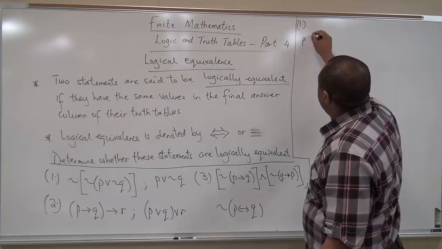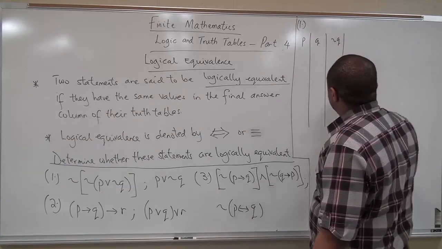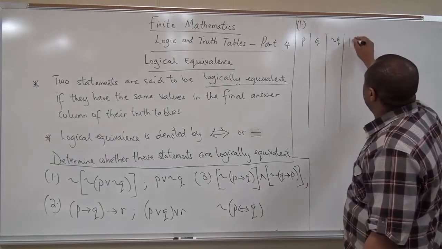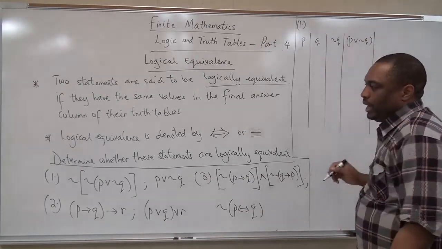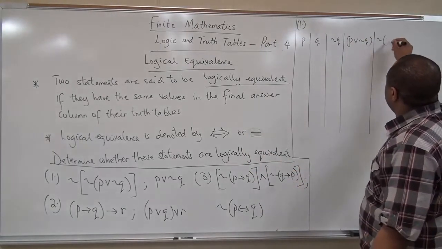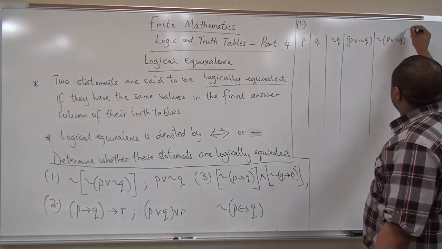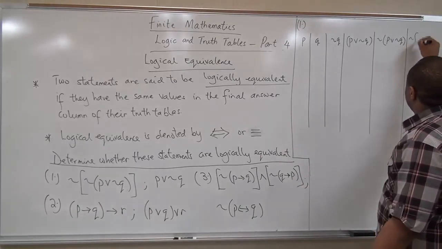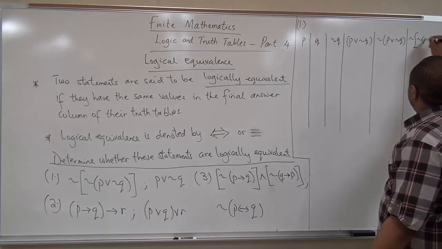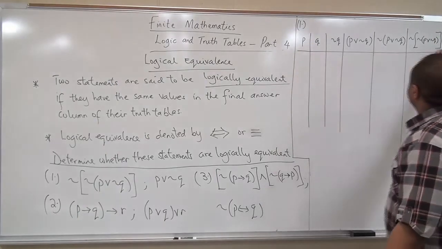So we have P, we have Q, we have not Q, then we have P or not Q, then we have negation of P or not Q, then we have again negation of the negation of P or not Q. All right.